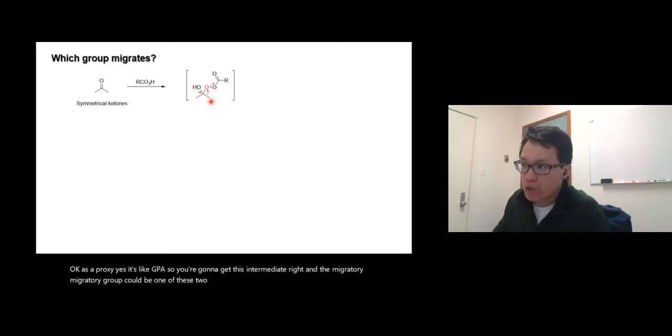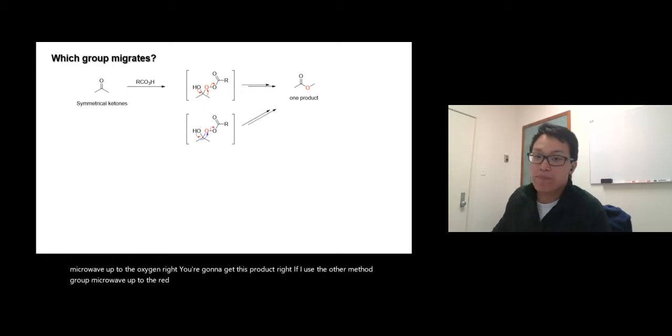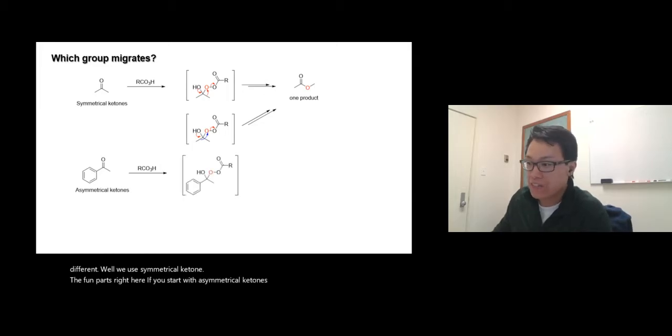Let's say I take the methyl on the right and migrate it up to the oxygen. You're going to get this product. If I use the other methyl group and migrate it up to the red oxygen, I'm going to get the same product, nothing different, because we used a symmetrical ketone. The fun part's right here.